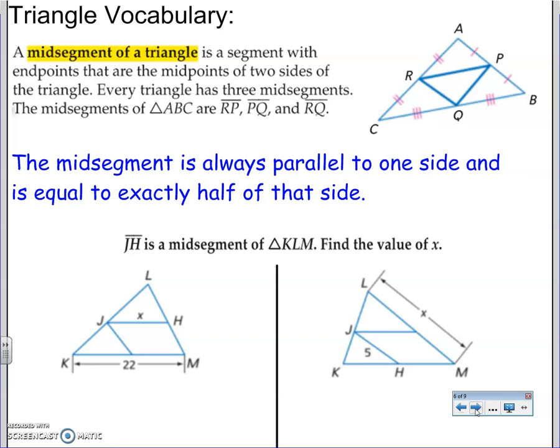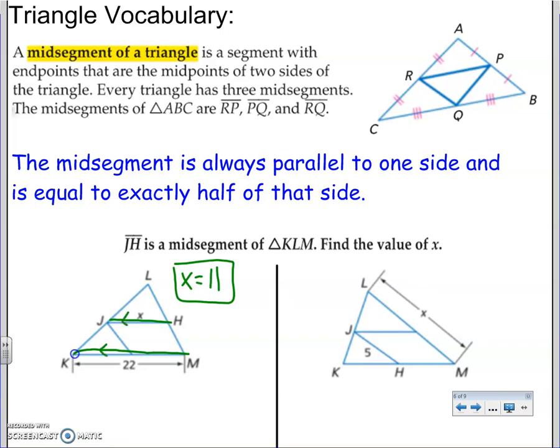So down here it says JH is the midsegment of triangle KOM. Find the value of x. All right, if the bottom is 22, here's the midsegment. Remember, the midsegment is exactly half of that side, so I can say 22 divided by 2 is 11. All you're going to do is divide by 2 or times 2, really. And these are also parallel. We need to know that.